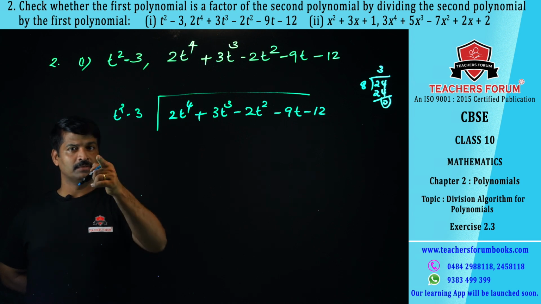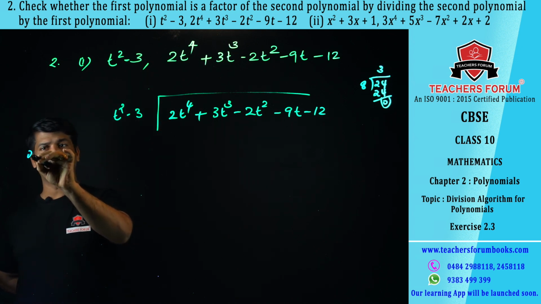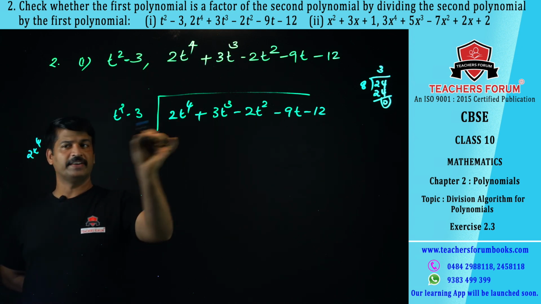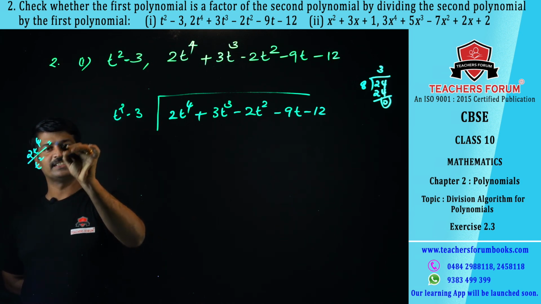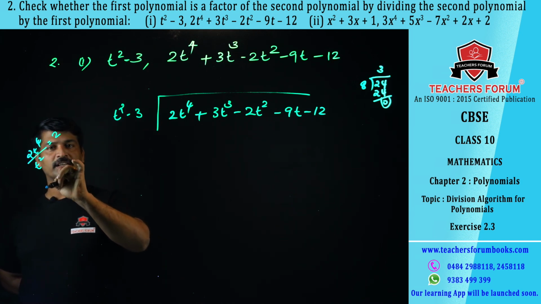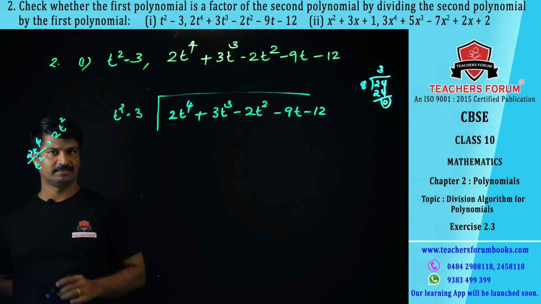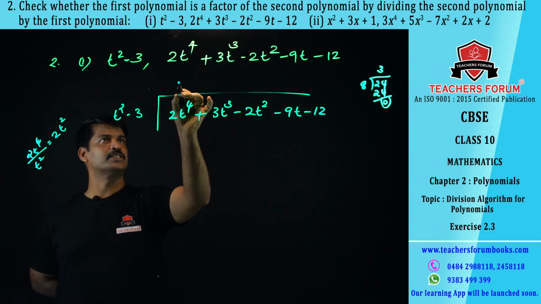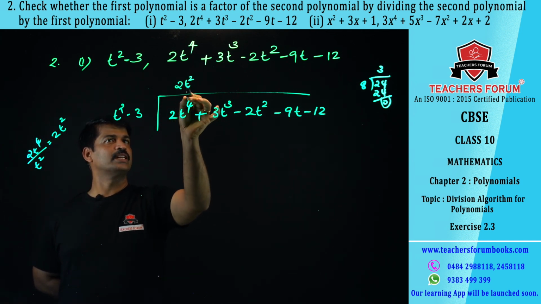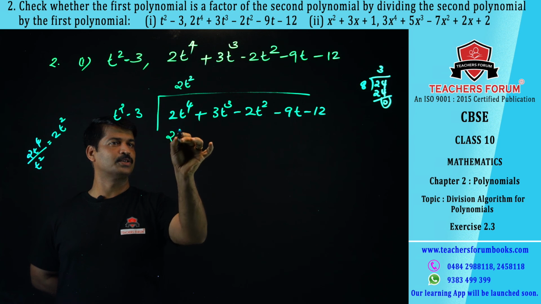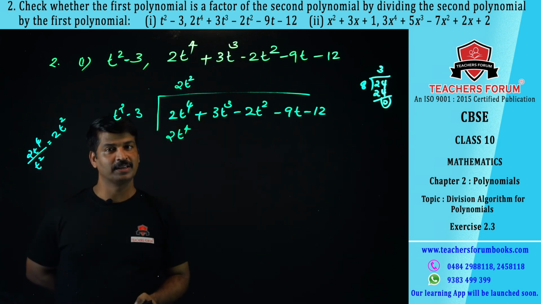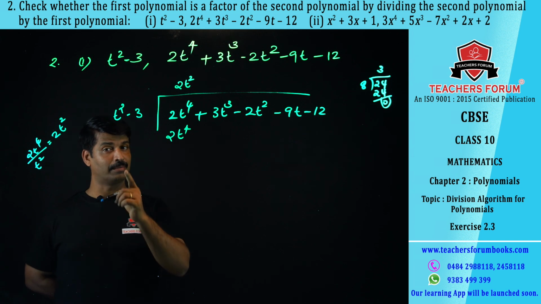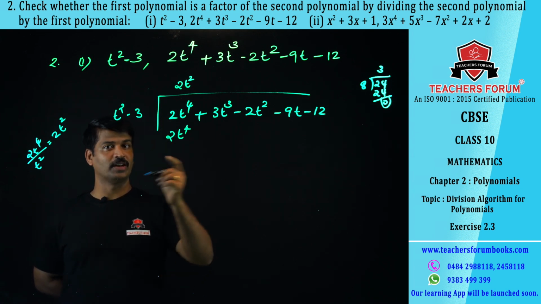To get the first term, what to do? You should divide the first term of p of x by the first term of g of x, t square. What is the answer? 2t raised to 4 by t square, t square gets cancelled, you will be getting 2t square. So the first term is 2t square. What is 2t square into t square? You will be getting 2t raised to 4. 2t square into minus 3, minus 6t square.